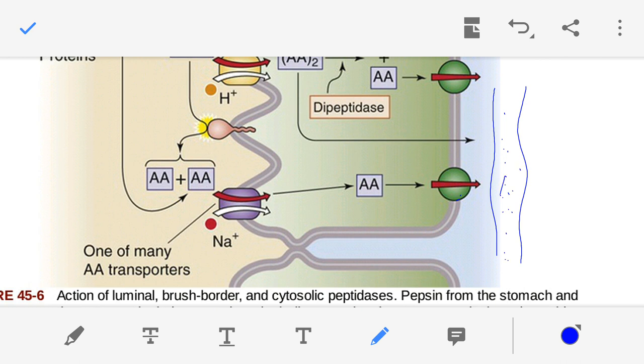So this amino acid enters into the blood. So this is the absorption of amino acid. This is how the amino acids are absorbed.